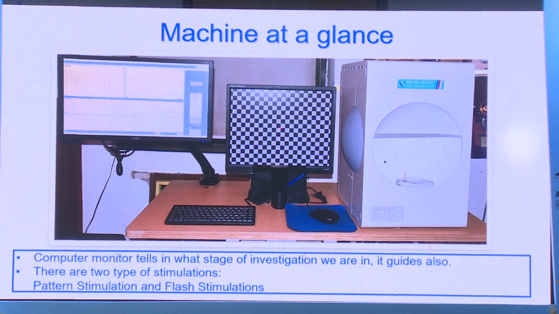Then comes the second part, the machine. What are the different parts of the machine that we use for recording ERG? We have a computer monitor which tells us at what stage the investigation is going on, and then we have the part where the stimulation is actually seen by the patient. This again has two kinds of monitors: one which gives us a pattern stimulation, and a Ganzfeld bowl which gives us a flash stimulation.